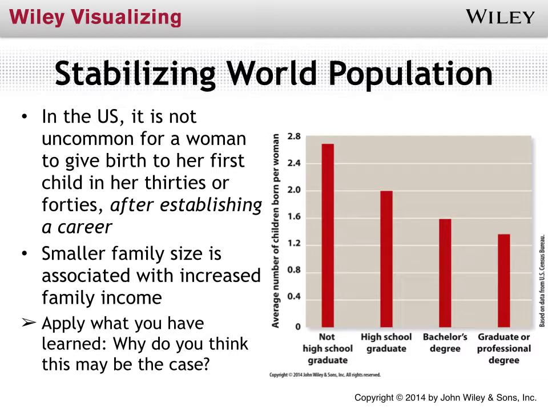And again, we can see the average number of children born per woman being lower as the level of education increases in the United States, from a high of about 2.6 to just say about 1.3 for women that have a graduate or professional degree.